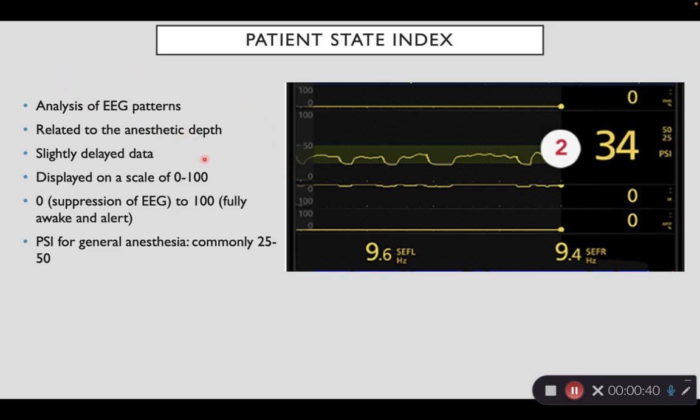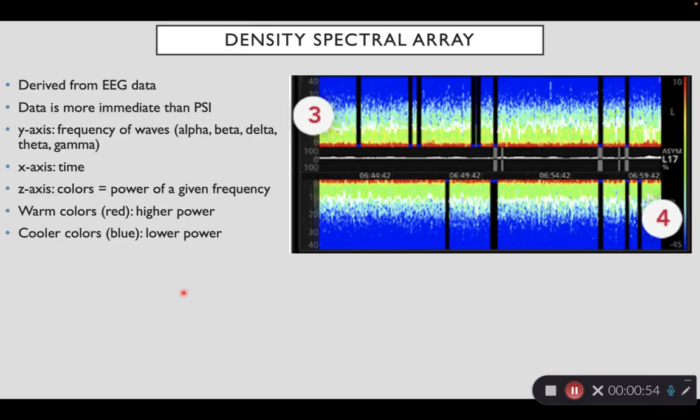This is related to the anesthetic depth. The data is slightly delayed, but it's displayed on a scale of 0 to 100, as you can see here, where 0 represents suppression of EEG and 100 representing fully awake and alert. PSI for general anesthesia is commonly 25 to 50 PSI.